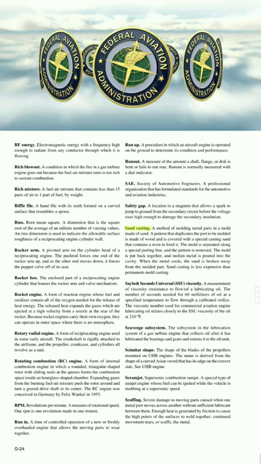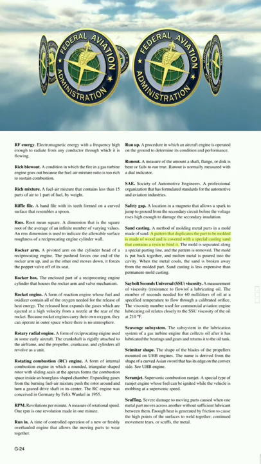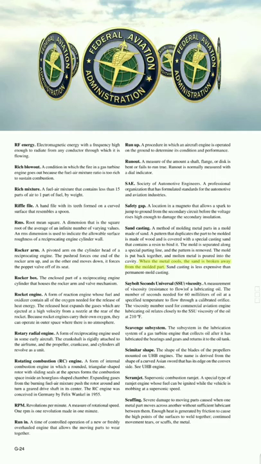Sand casting. A method of molding metal parts in a mold made of sand. A pattern that duplicates the part to be molded is made of wood and is covered with a special casting sand that contains a resin to bind it. The mold is separated along a special parting line, and the pattern is removed. The mold is put back together, and molten metal is poured into the cavity. When the metal cools, the sand is broken away from the molded part. Sand casting is less expensive than permanent mold casting.